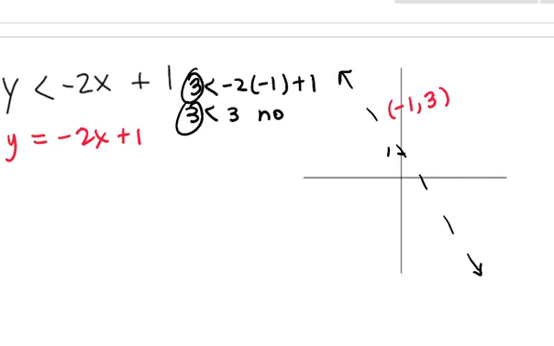And again, okay, here I'm seeing where y is less than. So think about where is y less? Y is less when you go down. So I shade over here.